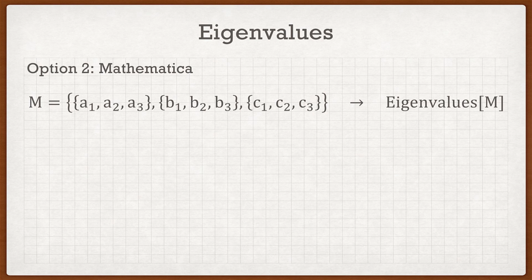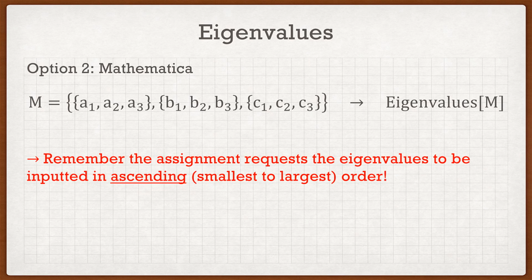So for the eigenvalues, one thing I want to add, because this was the biggest question I got asked: Clayton, I got my eigenvalues from Mathematica, I input them into the assignment, and my assignment says I'm wrong. So the trick is to remember that the assignment asks you to list the eigenvalues in a specific order. In this assignment, the eigenvalues have to be inputted in ascending order. So my smallest eigenvalue to my largest eigenvalue.